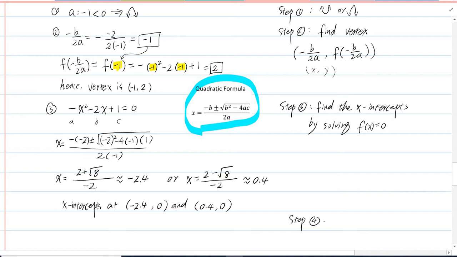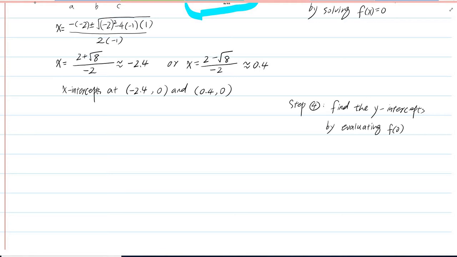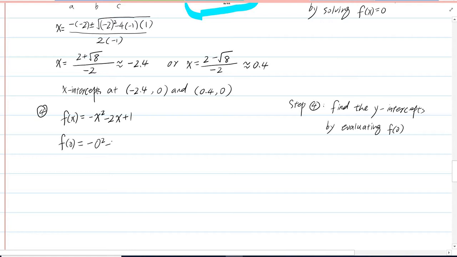Let's move on to step 4. You should realize this is very similar to what we did in the previous lesson. Step 4, we need to find the y-intercept by evaluating f of 0. Let me write down the original function: f of x equals negative x squared minus 2x plus 1. We want to evaluate f of 0, which means we use 0 to replace x. That would be negative 0 squared minus 2 times 0, and then plus 1, which gives us 1. The y-intercept is at (0, 1).